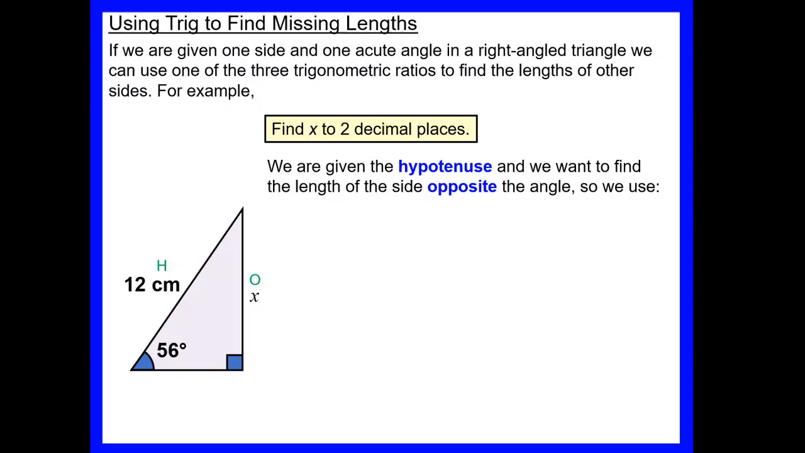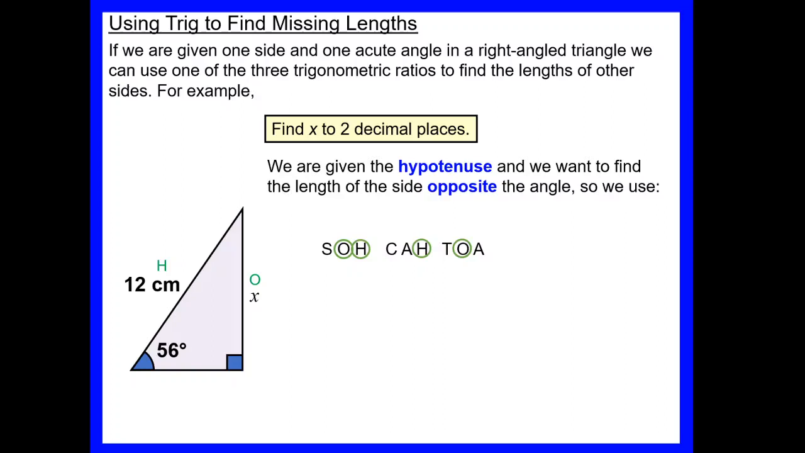If we only label those 2, it makes it a lot easier. So remember, we're only labeling the information they've given us and the information we want to find. Now we need to decide which of our 3 ratios to use. So that's where we use this word SOHCAHTOA. We have been given the hypotenuse, so 2 of those words have H in for hypotenuse. We want to find the opposite. Only 2 of those words have O for opposite.